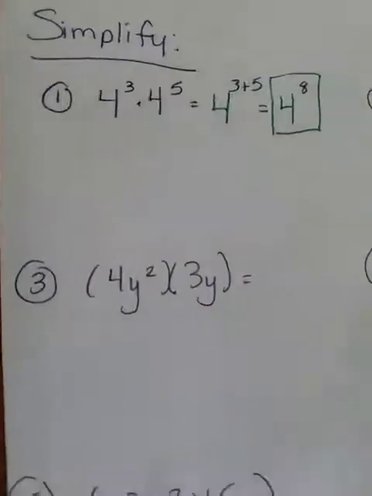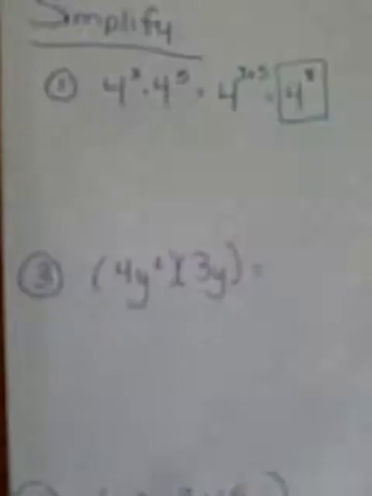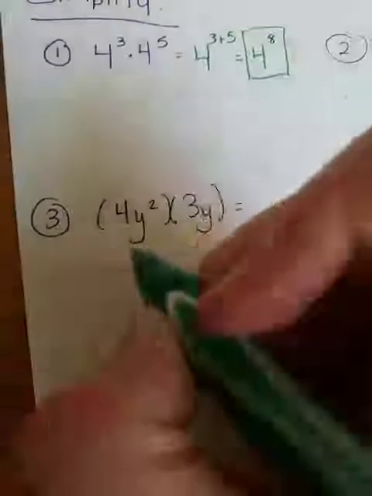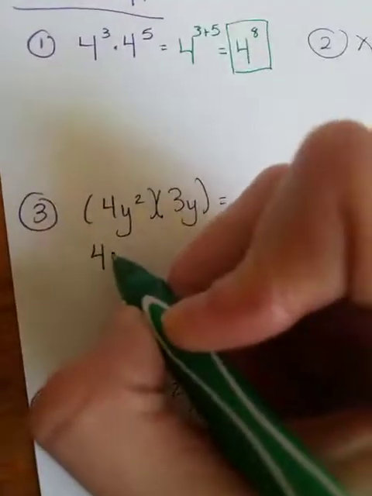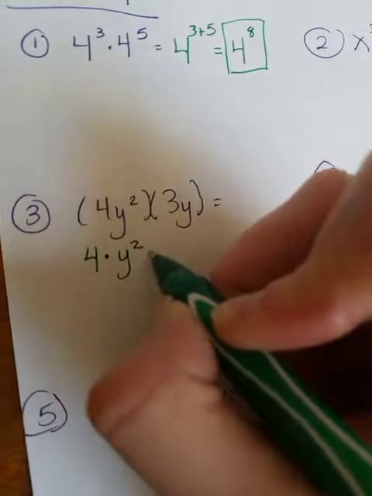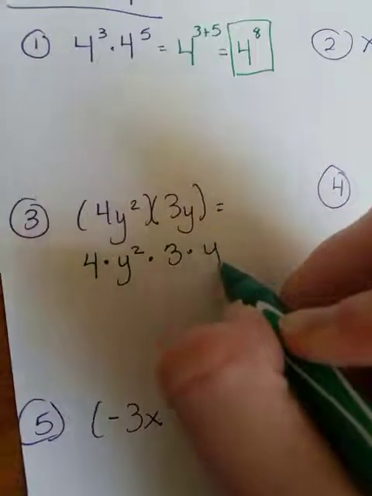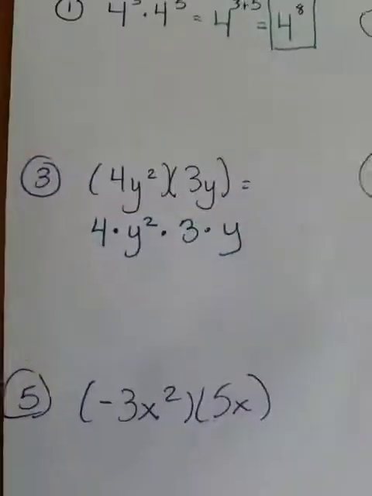Number 3. Okay, this is a little different. Now remember, what's going on here, it's all multiplication. So I can break this up just to rewrite it for everyone. This is really 4 times y squared times 3 times y. That's what that's saying without the parentheses.